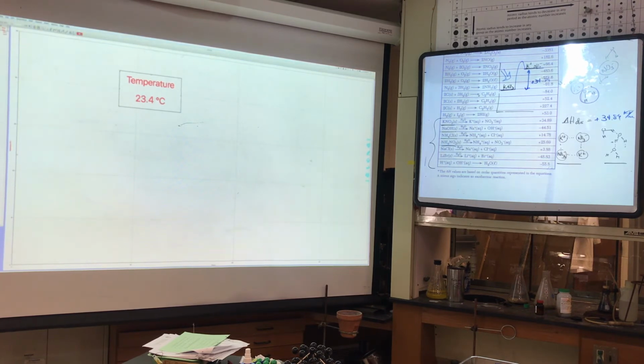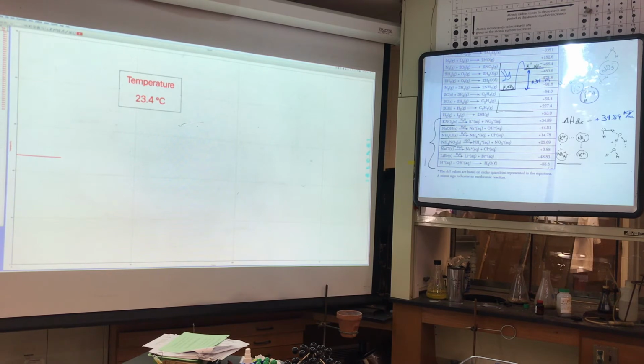All right. So I'm hitting collect, and we should see it taking some readings per second. So I'm going to drop some sodium chloride. Okay. Now, if you look carefully, sodium chloride has a positive 3.88. So the heat of dissolution is positive.